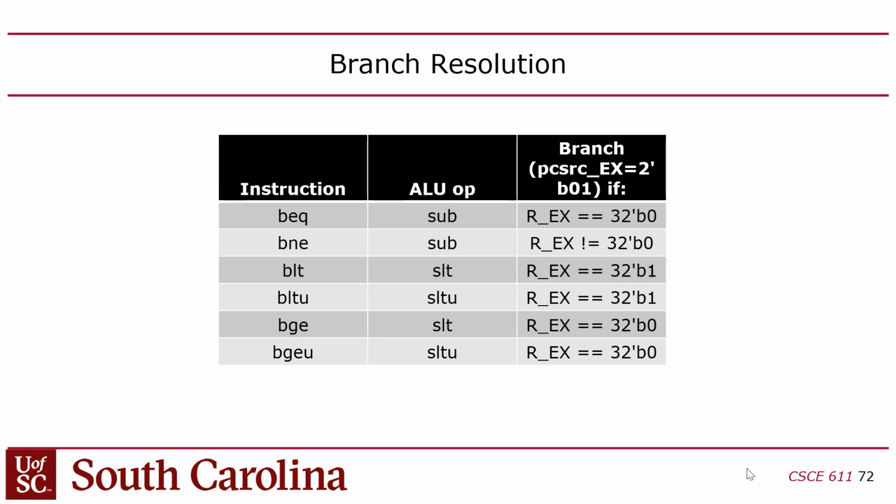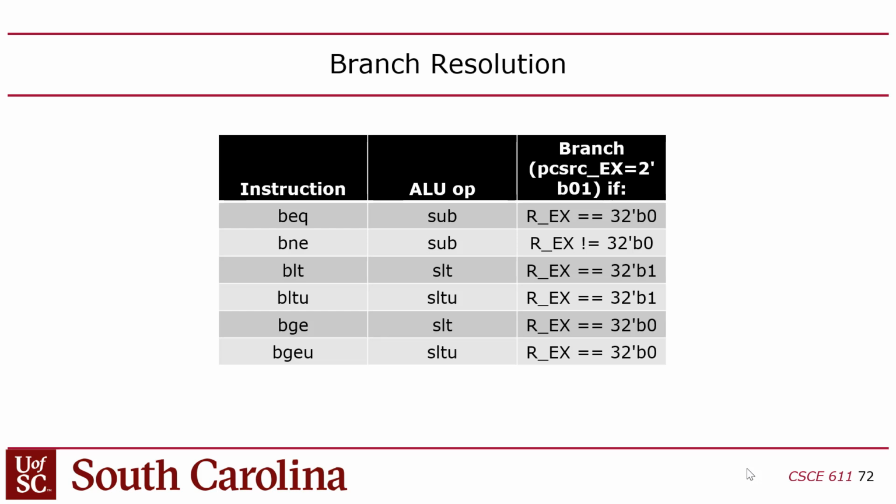That's what Hennessy and Patterson did in their book. They had a little AND gate that resolved the branches. But because we have more branch instructions than they did, I think it's easier to create a monolithic control unit, put all the control into one unit, including branch resolution.